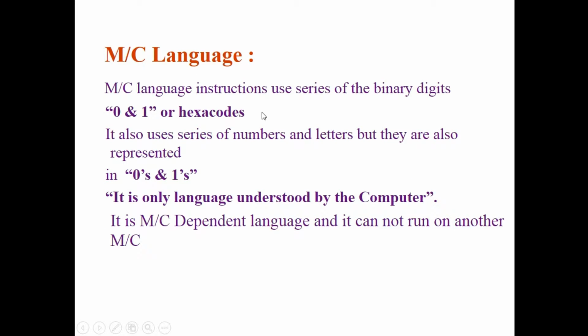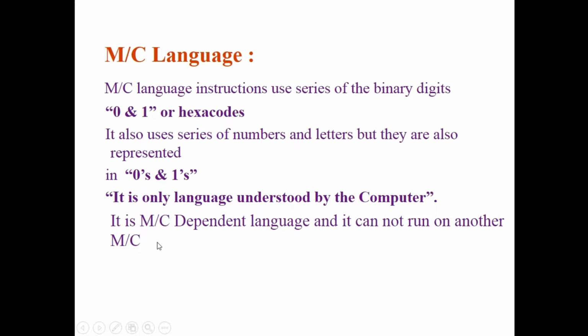In machine language, instructions use a series of binary digits, that is zeros and ones, or hexcodes. It also uses a series of numbers and letters, but they are also represented in zeros and ones. It is the only language understood by the computer. It is a machine dependent language and it cannot run on another machine.